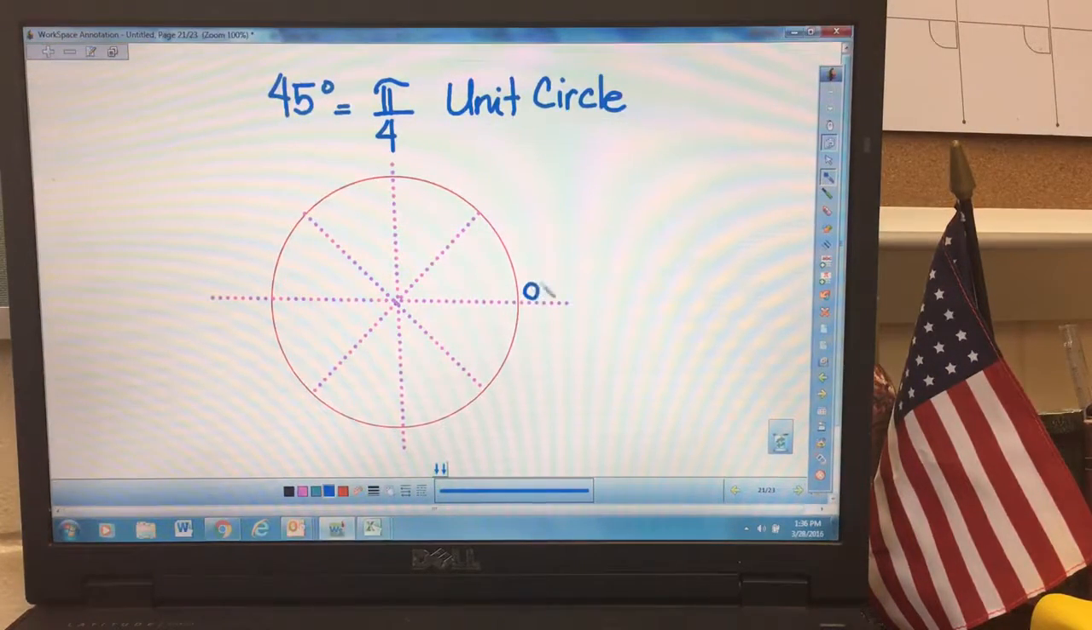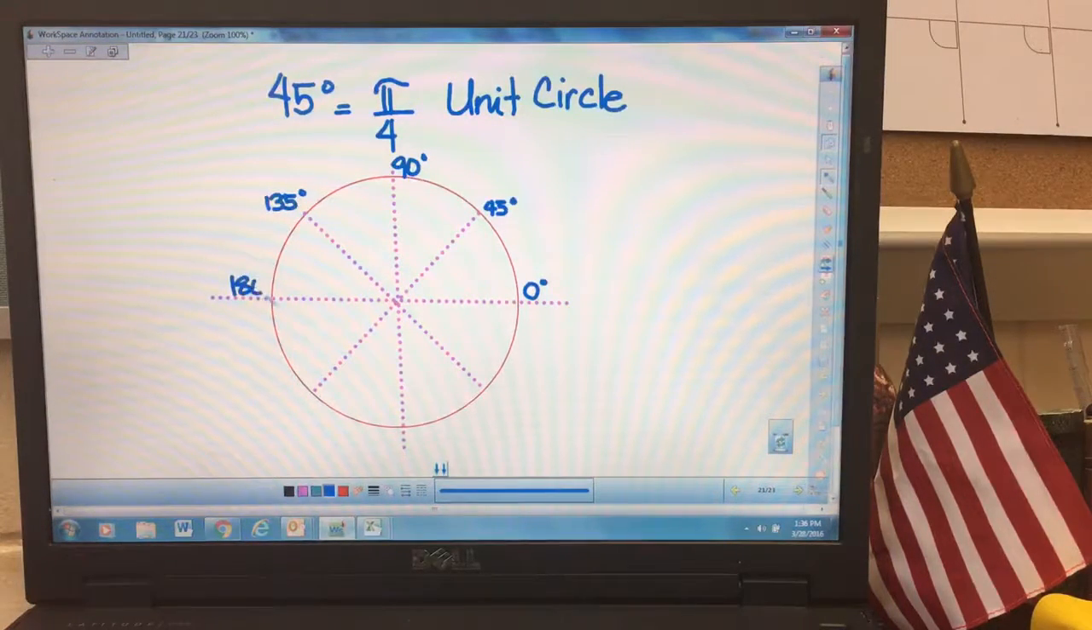So this is 0 degrees. This one's 45. You skip counting 45 degrees. This is 90. You add 45. This is 135. This is 180. This is 225. This is 270. 315. And the last one back to 0, or 360 degrees.